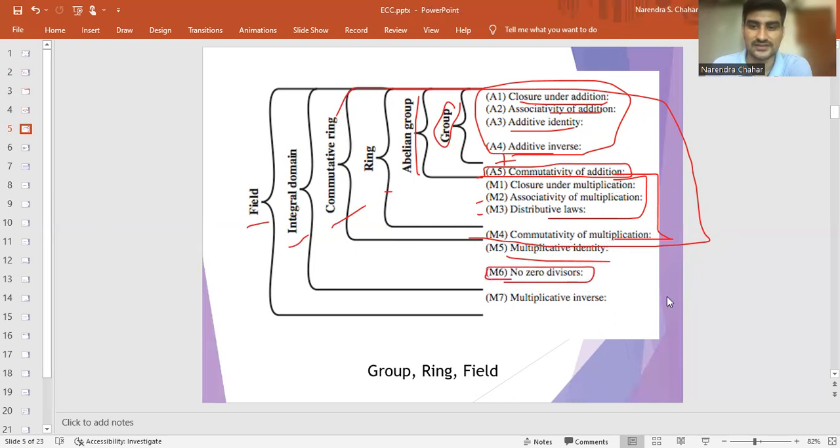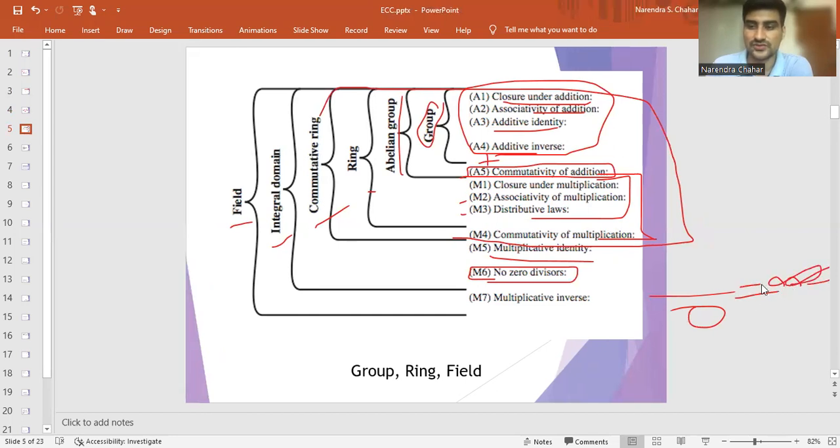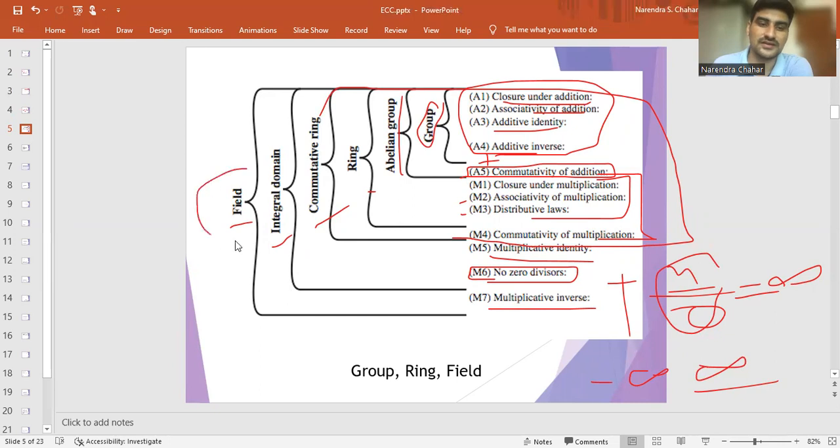Now, the integral domain also includes the multiplicative identity and no zero divisors. Just like when we divide by zero, it makes nonsense. This leads to infinity, whether the value n is a positive or negative integer. If it's negative, it's minus infinity, and if it's positive, it's infinity. This does not make any sense here. At the end, multiplicative inverses, just like we multiply and then invert that. These are also included. So all these things come under the field.